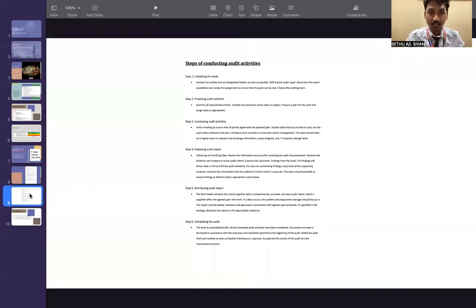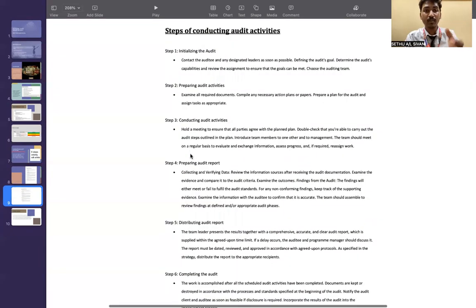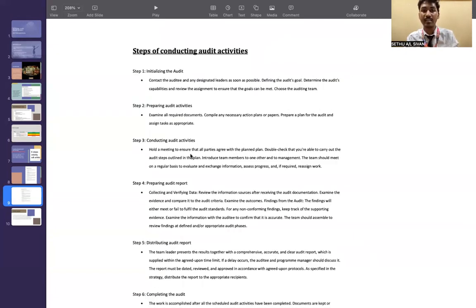So next is the same thing as I mentioned earlier, initializing the audit. So step 1 was contact the auditee and any design leaders as soon as possible, defining the audit's goals. Determine the audit's capabilities and reviews assigned to ensure that the goals can be met. So choose the auditing team. So this is the first step. So initiating the audit before starting anything, doing the report. So the first thing we should do is initiating the audit.